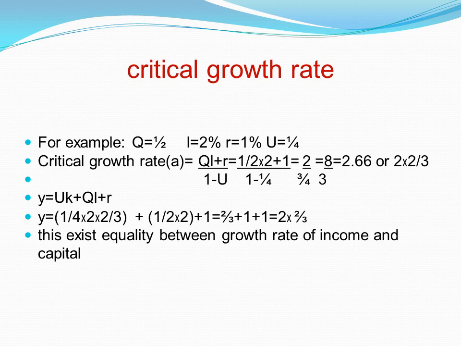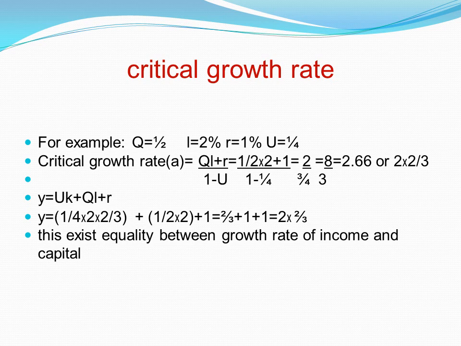Critical growth rate, for example: Q equals 1 by 2, L equals 2%, R equals 1%, U equals 1 divided by 4. Critical growth rate equals Q multiplied by L plus R, divided by 1 minus U, equals 1 divided by 2 multiplied by 2 plus 1, divided by 1 minus 1 divided by 4, equals 2 divided by 3 divided by 4, equals 8 divided by 3, equals 2.66, or 2 and 2 by 3.